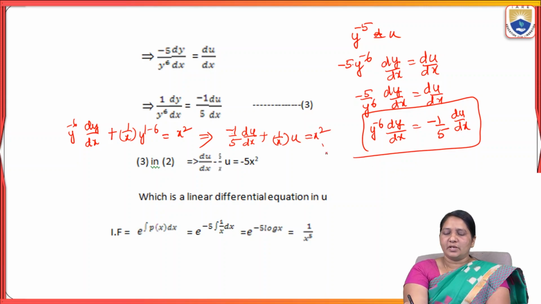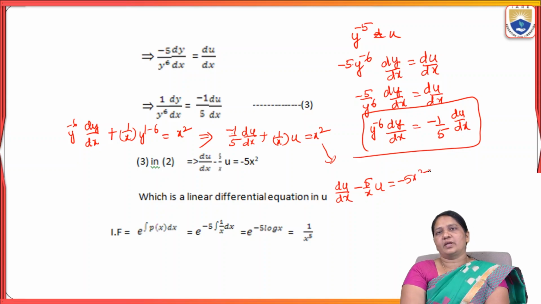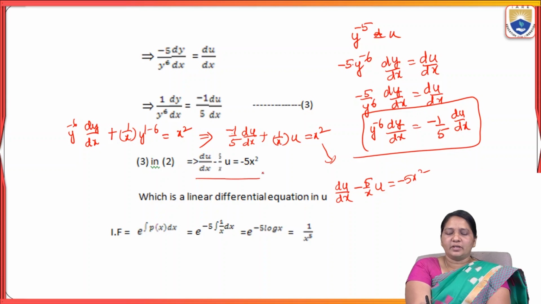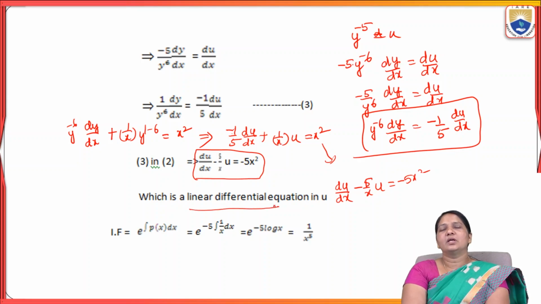Now I am sending this minus 1 by 5 to the left side, multiplying with minus 5. So then the equation becomes du by dx minus 5 by x into u equal to minus 5x square. So finally I get the equation du by dx minus 5 by x into u equal to minus 5x square. This is the linear differential equation in u.